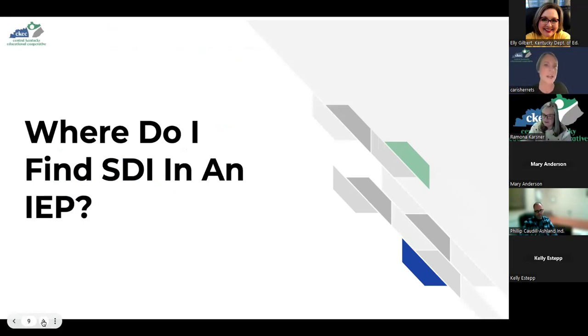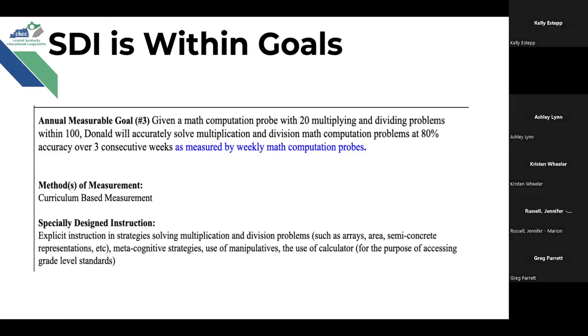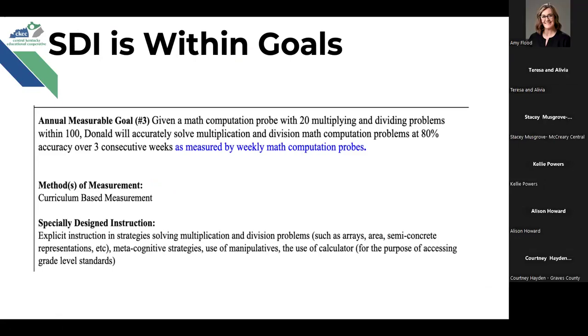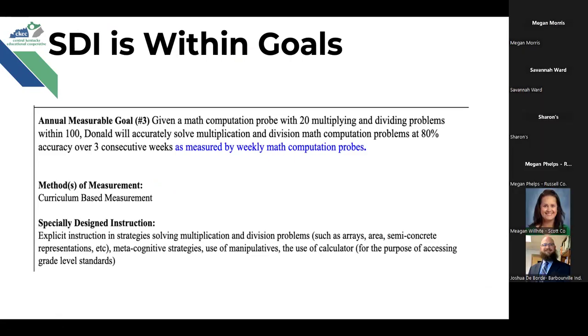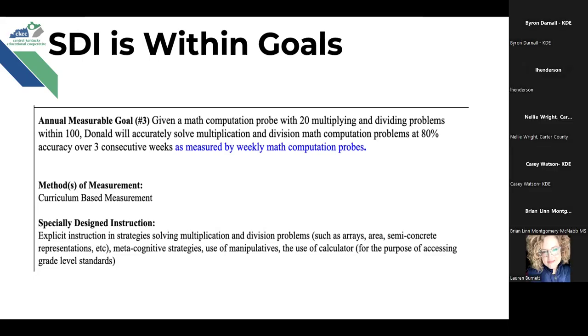Awesome. Thank you. So where do we find SDI in our IEPs? So if you currently use Infinite Campus, SDI is listed under the goals. In Infinite Campus, it's a very small box, and we always talk here at CKEC that even though that box is so tiny, that is really important, and that is what we do. That is our focus, that specially designed instruction in order to help our students meet those educational standards.